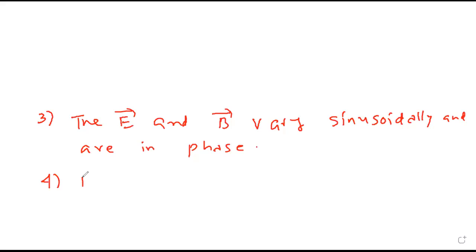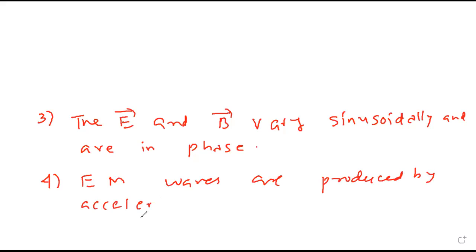Third point done. Fourth, electromagnetic waves are produced by accelerated charged particles. This is mostly asked in MCQ. Electromagnetic waves are produced by dash. It is produced by accelerated electric charges. So first, they are perpendicular to the direction of propagation. Second, we wrote the cross product of E and B gives the direction. Third, they are in phase and sinusoidal. Fourth, it is produced by accelerated electric charge.